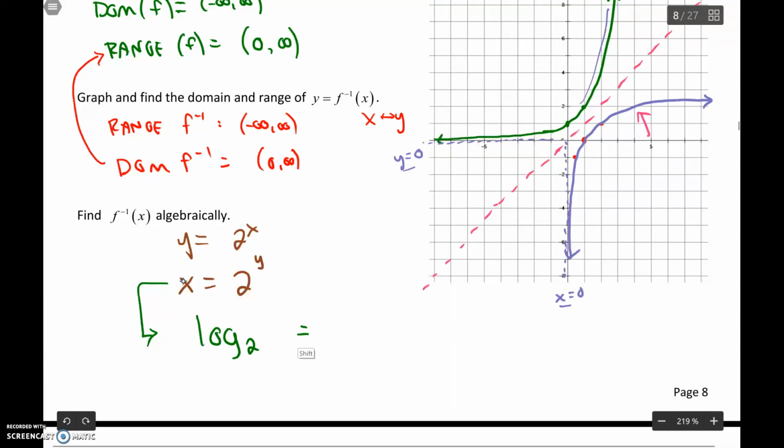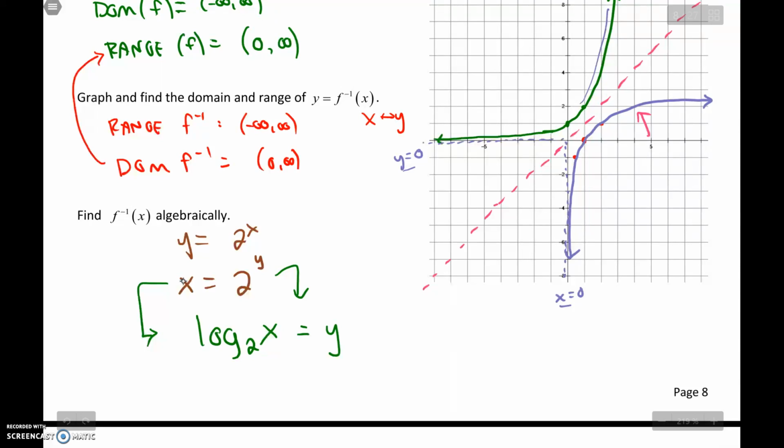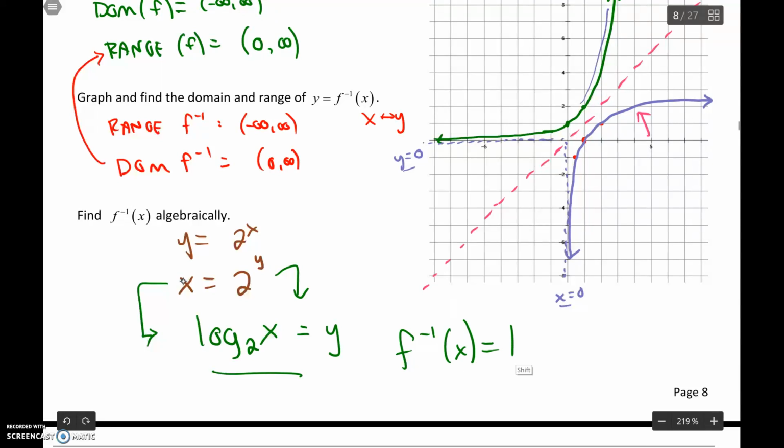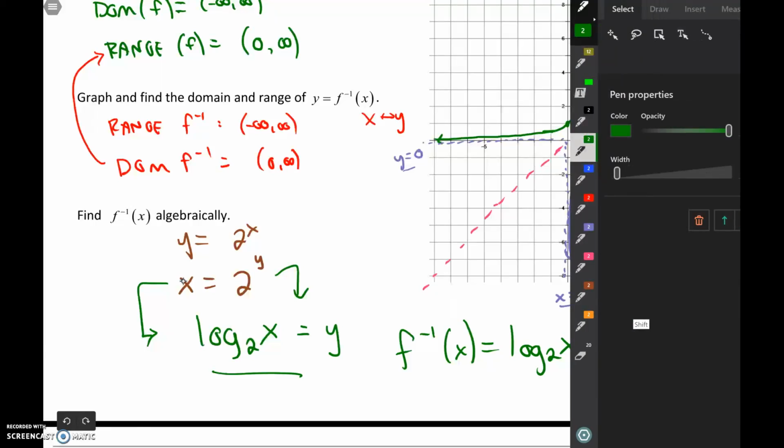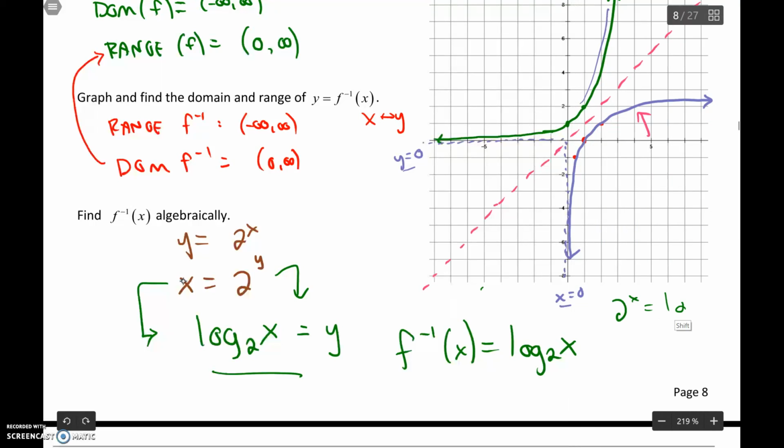Log base 2, the exponent goes here, and the x goes here. So I just want to point out to you that whenever I rewrite this in logarithmic form, I actually solve that equation for y. This is my inverse function. Log base 2 of x. So what does that tell us? The inverse of 2 to the x is log, I'm sorry, that's not an equal sign. Don't write that down. The inverse of y equals 2 to the x is y equals log base 2 of x.